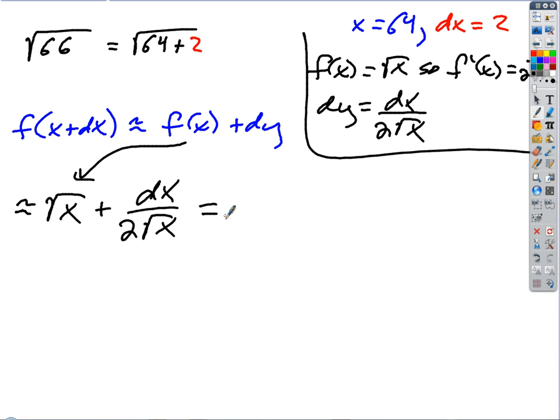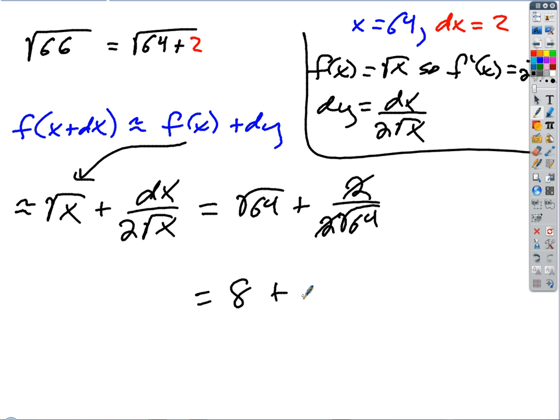Look at that. So square root of 64 plus, what do we get? 2 over 2 times the square root of 64. So what's that equal to? 8 plus 1/8. 8 and 1/8. Yeah, 8.125. Pretty close.